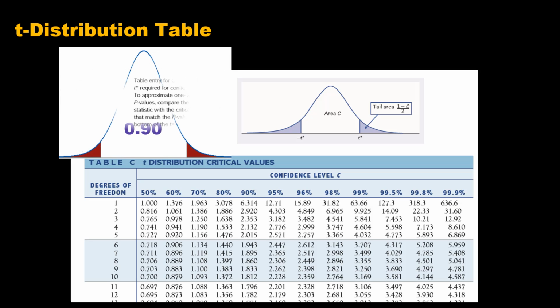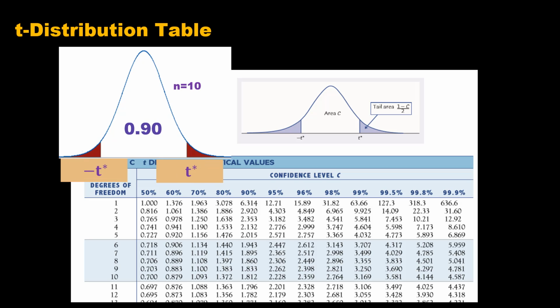So how do we find the T star for 90% when n equals 10? Here 90% in the middle area is the confidence level. So confidence level is 90 and sample size is 10. Now we need degrees of freedom. How do we find the degrees of freedom? N minus 1. Therefore, degrees of freedom for this case is n minus 1 equals 9.